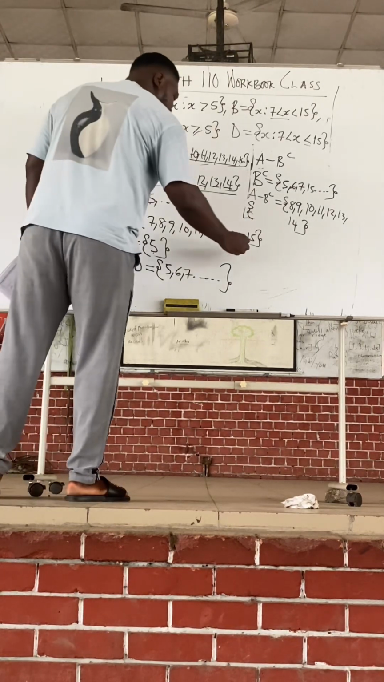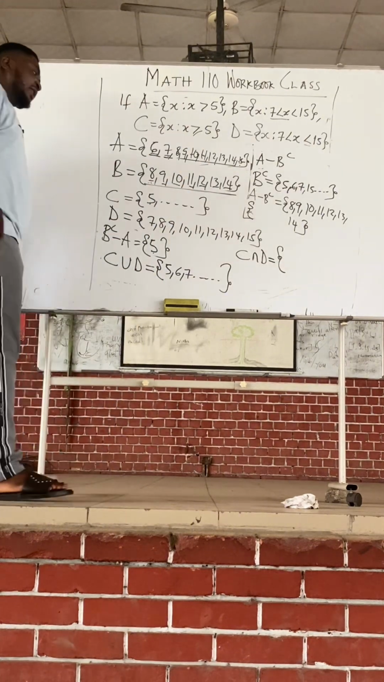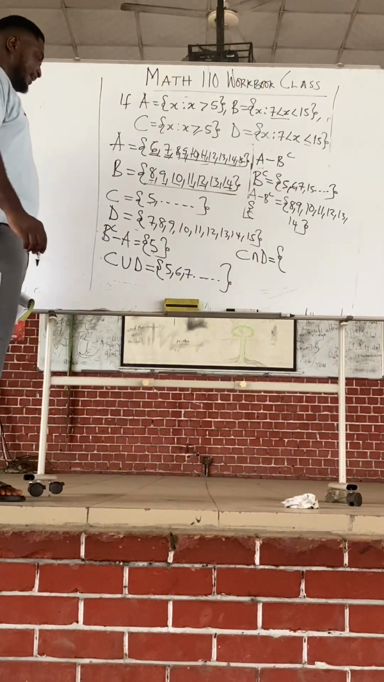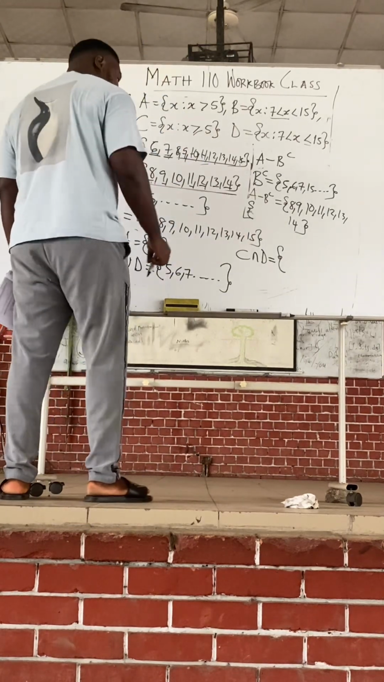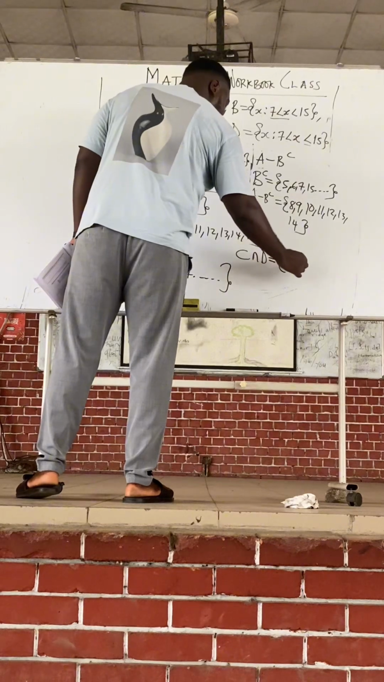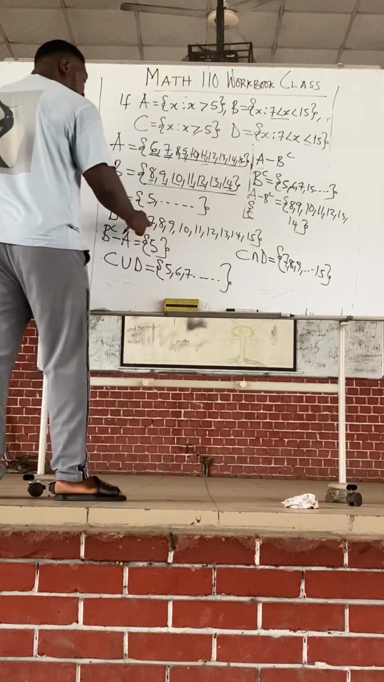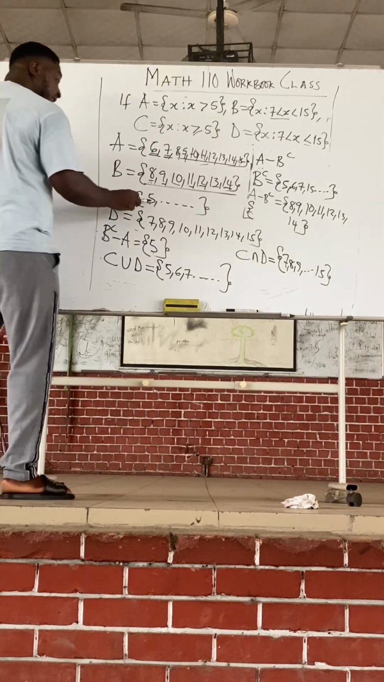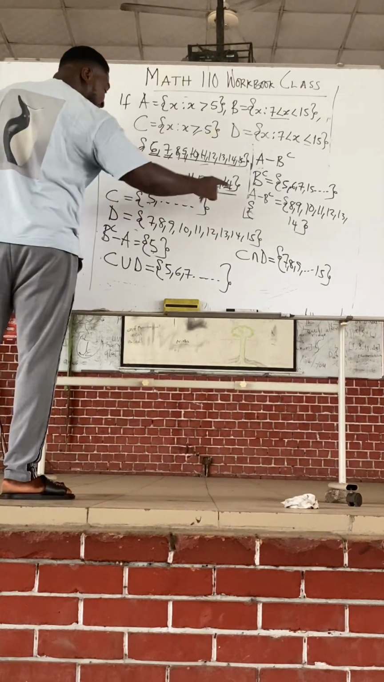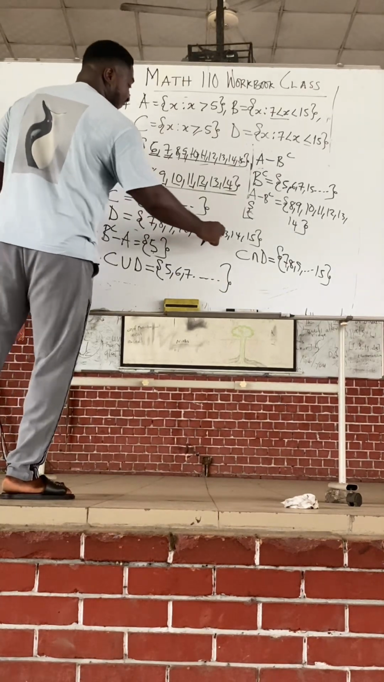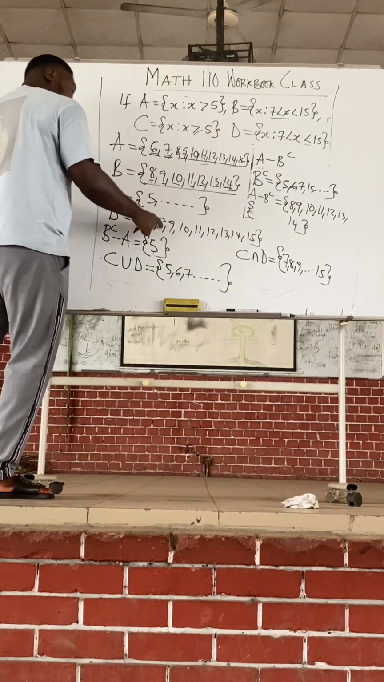Next one says C intersection D. C intersection D is what's common between C and D: 7, 8, 9 till 15, right? 7, 8, 9 till 15, because everybody in D is in C. C starts from 5 till infinity, so when counting from 5 to infinity, you will meet 7, 8, 9, 10, 11, 12, 13, 14, 15. So everybody here is still here. So C intersection D, what's common between C and D, is everybody in D.